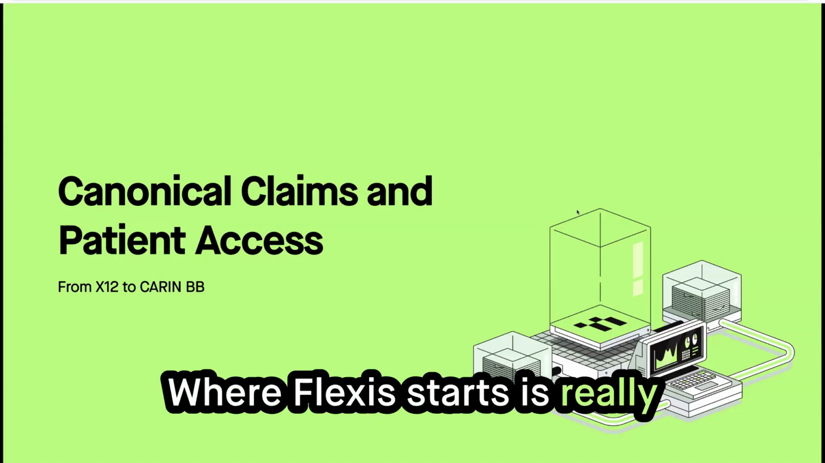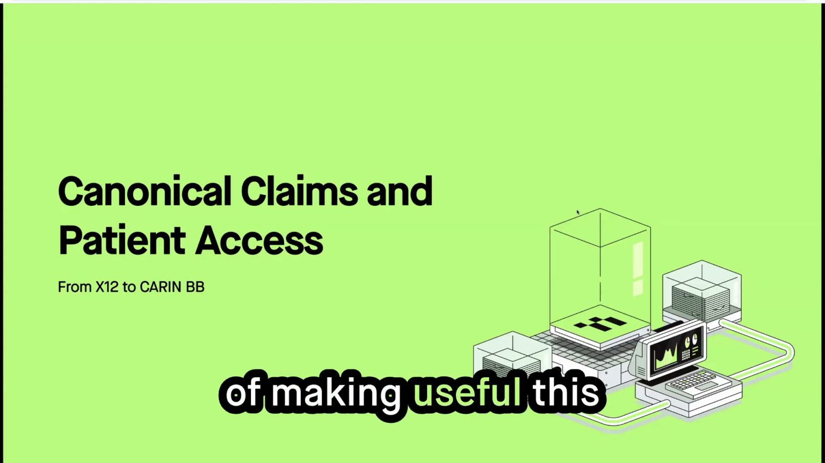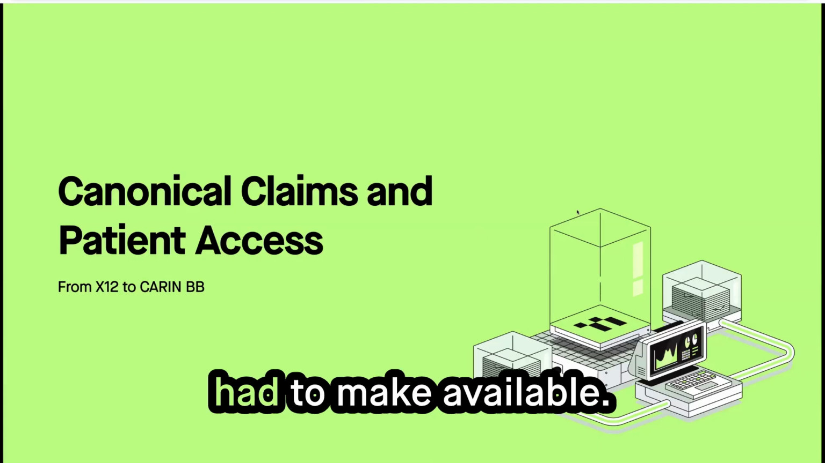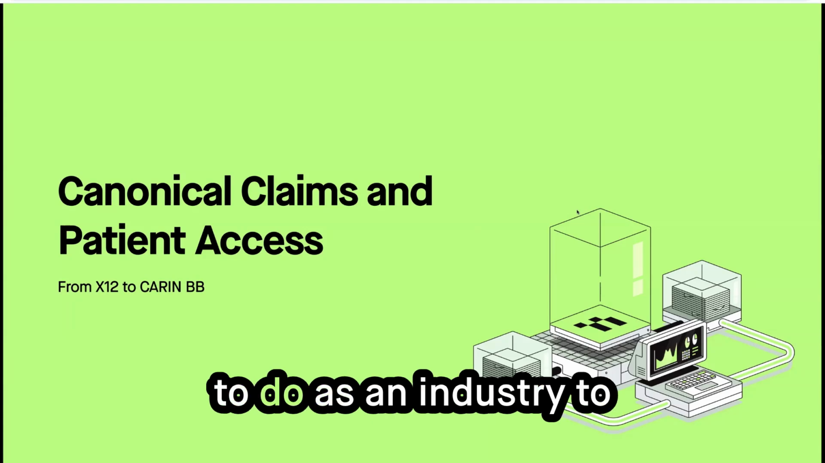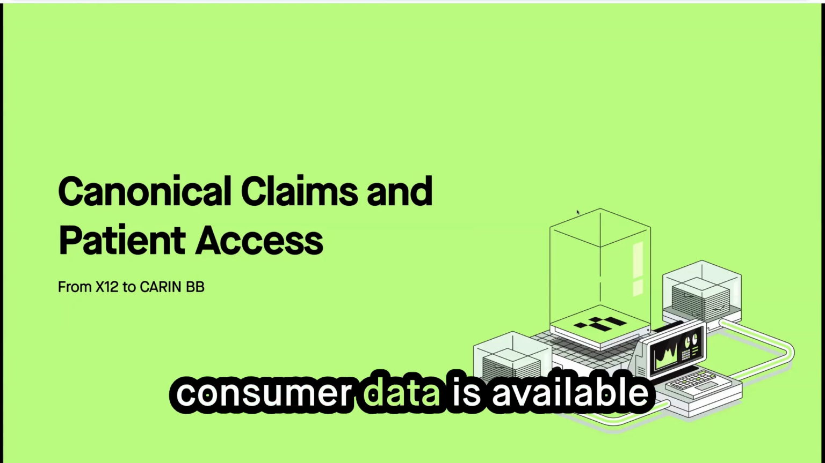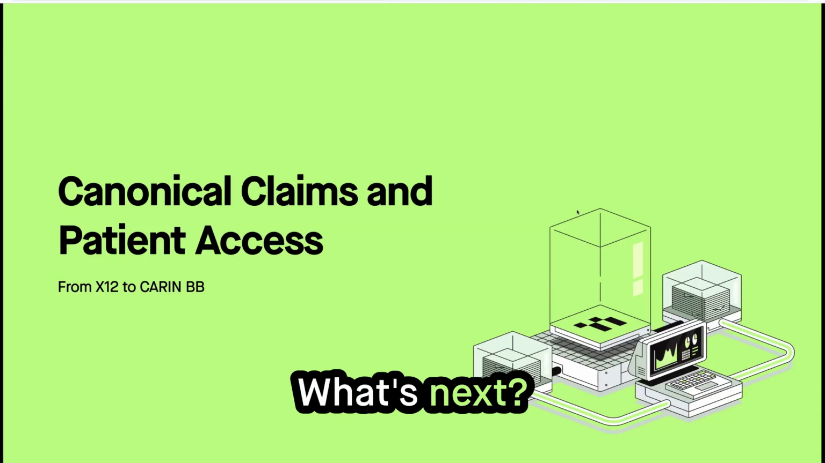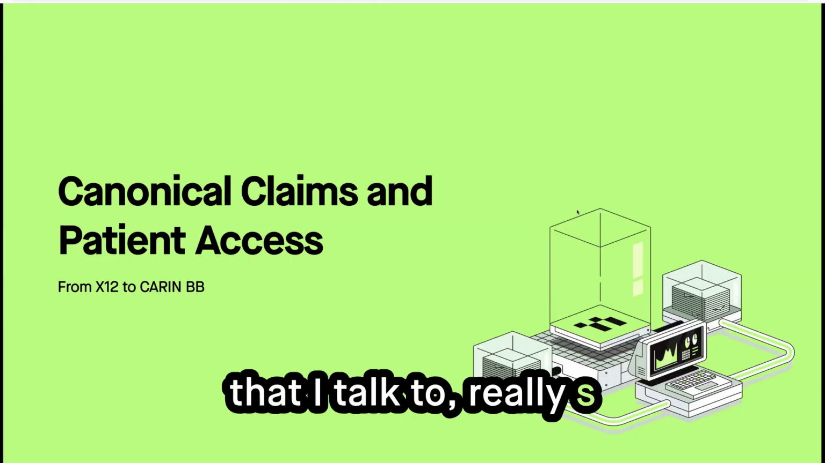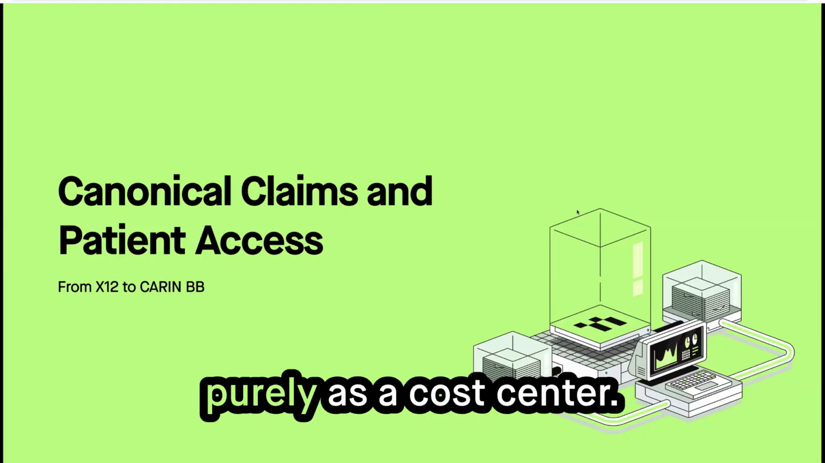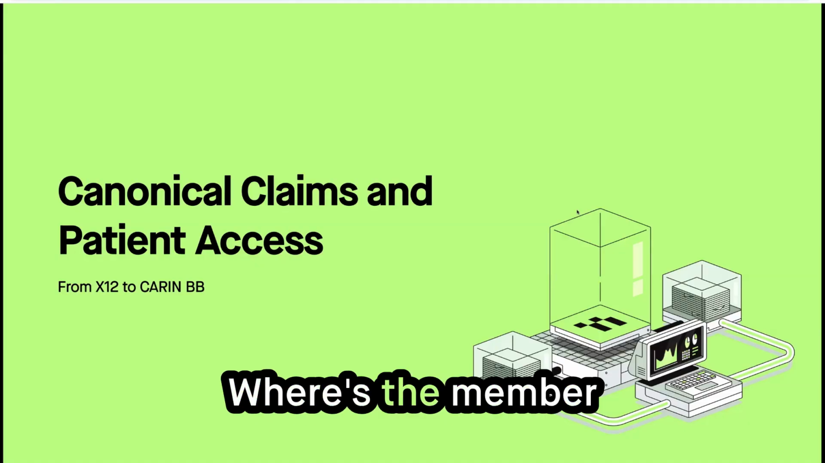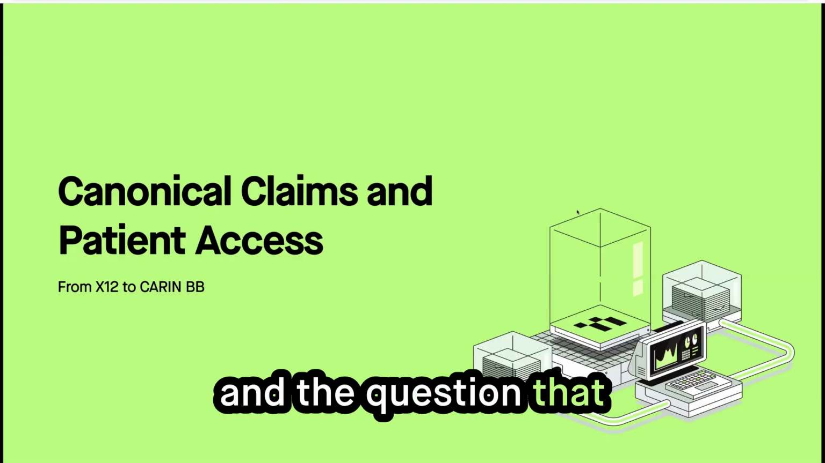Where Flexpa starts is really where that HealthLX story ends. It's at the moment of making useful this data that a payer has had to make available. So we're trying to tell the story of, okay, we had a lot of work to do as an industry to get to the point where consumer data is available inside of a FHIR API. Okay, what's the story after that? What's next? Because a lot of folks that I talk to, in particular in the payer space, look at interoperability purely as a cost center. Where's the opportunity here? Where's the member experience improvement? When are we getting to that part? That's the question that I'm very interested in.